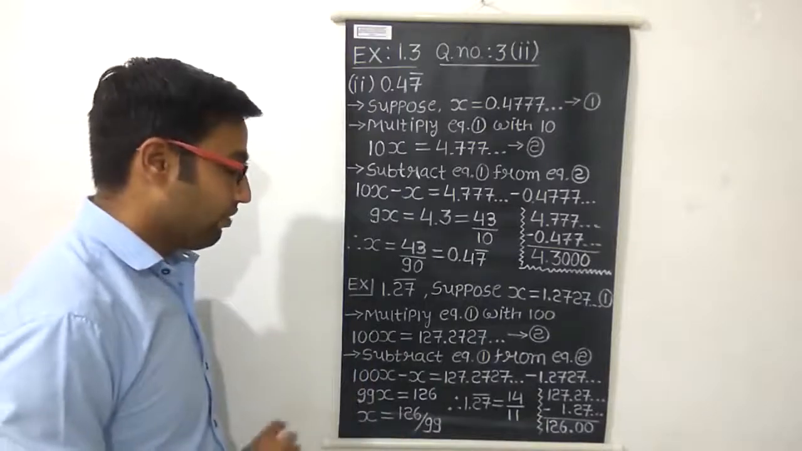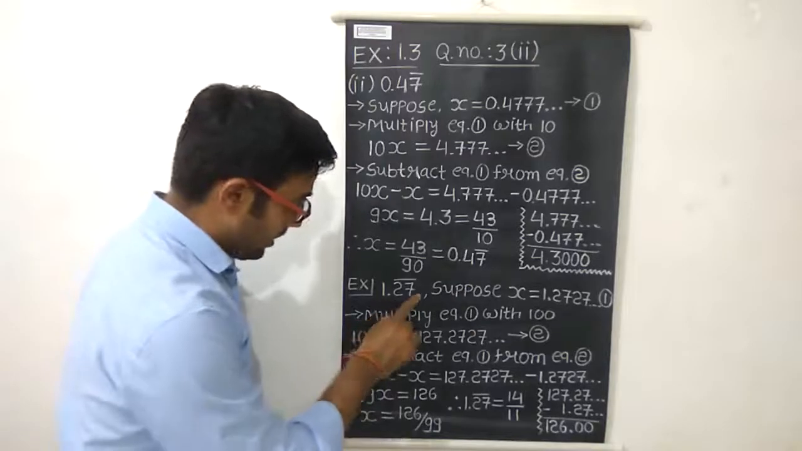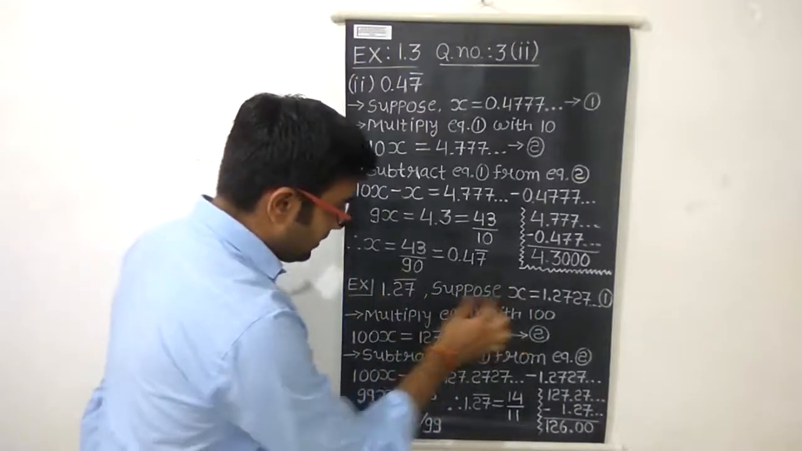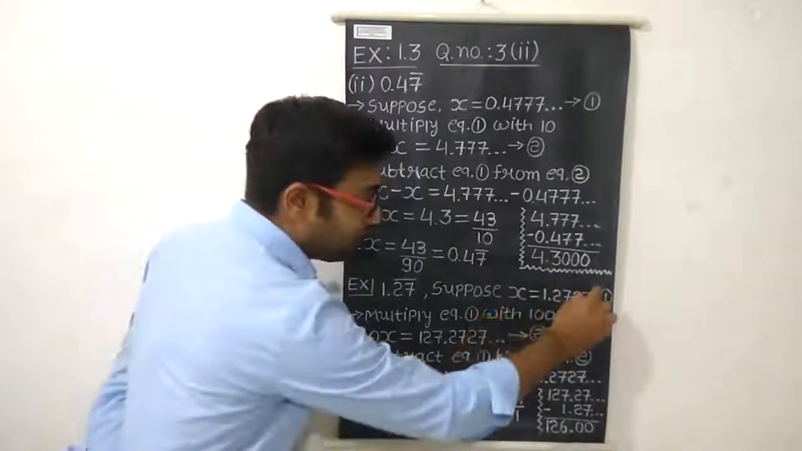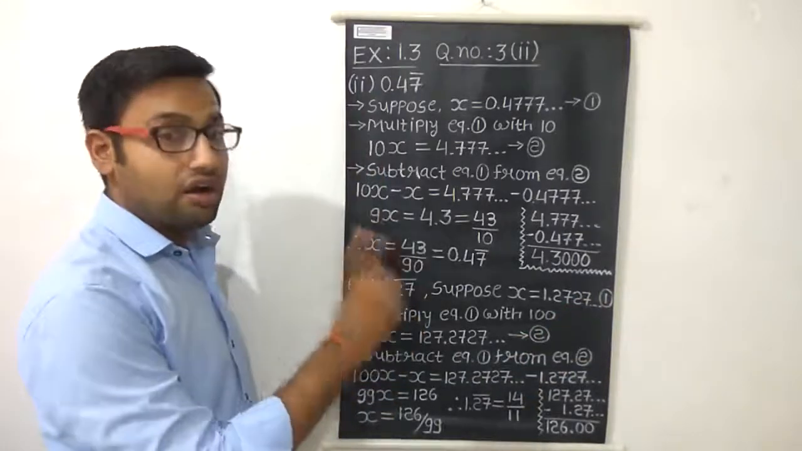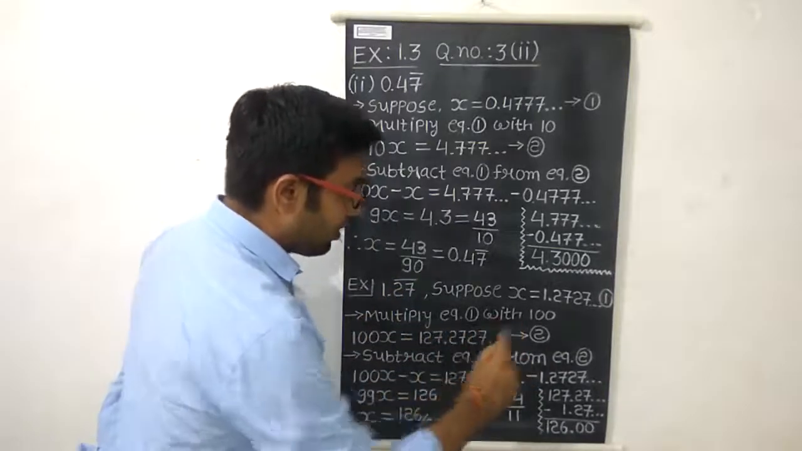One more example. There is a number 1.27 bar. See, notice here, the bar is on 2 digits, right? So let's suppose this is x. x is equal to 1.272727. Give it equation number 1. Now we know that we have to multiply it with 100 because there is a bar on 2 digits. Multiply equation number 1 with 100.